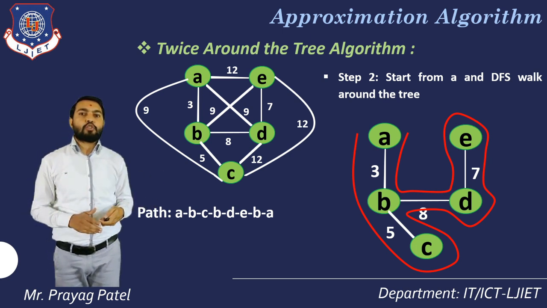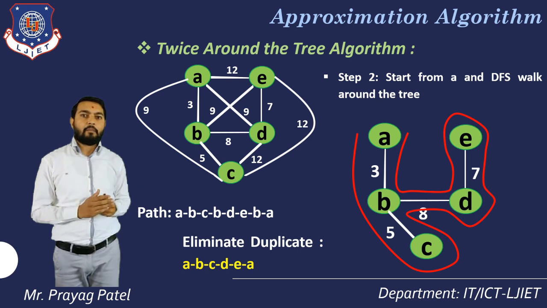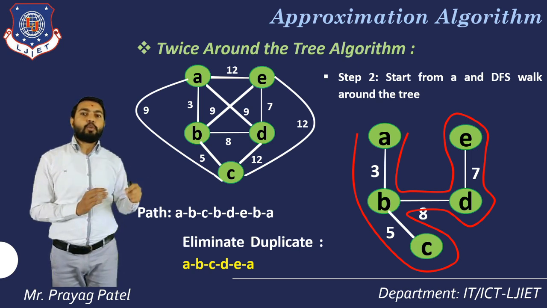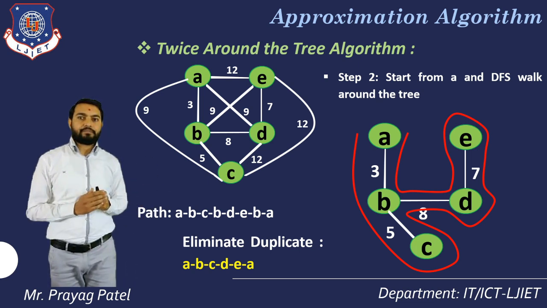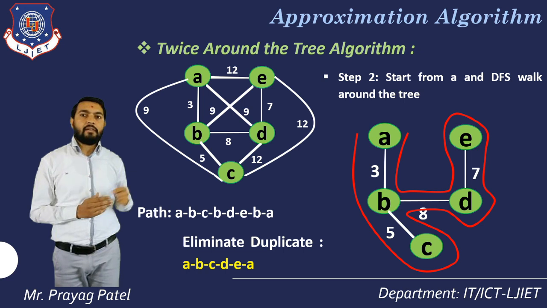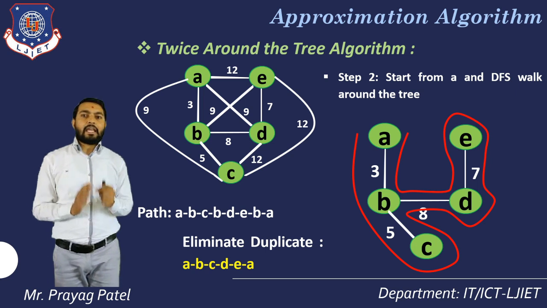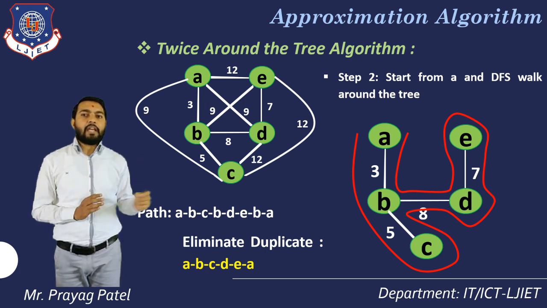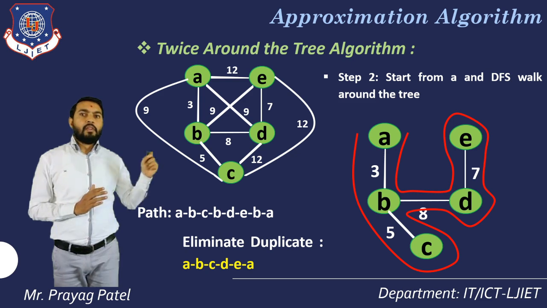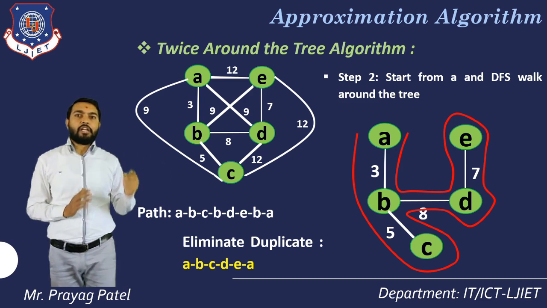Now, what is the solution for the traveling salesman problem? Here, eliminate the duplicate entries in this path. First is A, then B, then C. Now B is repeated, so remove this B. The next one is D, then E. Then B is also repeated, so remove this B, and the next one is A. So here our answer is A, B, C, D, E, A. This is a solution for the traveling salesman problem using the twice around the tree algorithm.